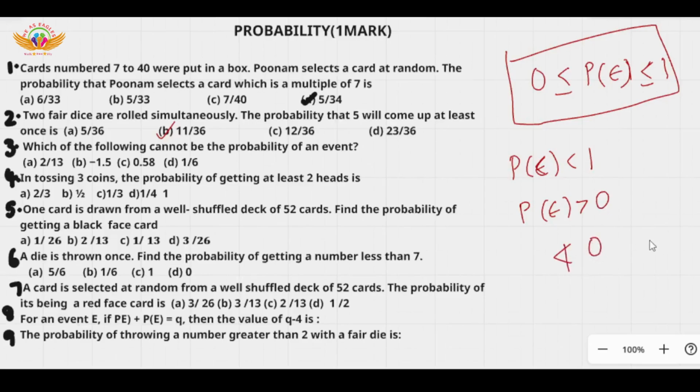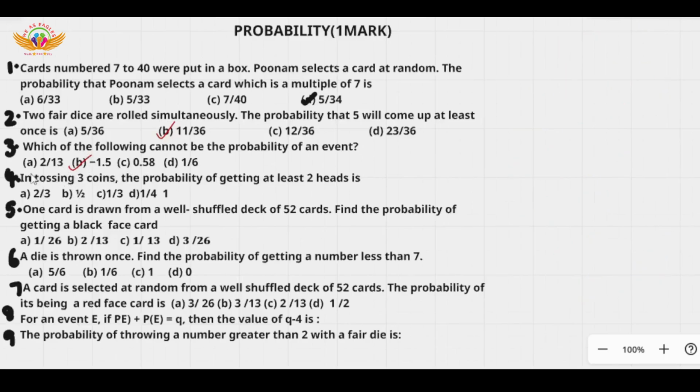Not less than 0 means the probability of an event will not be negative. So it is always positive, and it will be at most 1. This one you have to remember: it will not be greater than 1 and not less than 0. If you see the options, all are positive but option B is negative, and this is not possible. Hence option B is the right answer. Minus 1.5 cannot be the probability of an event.